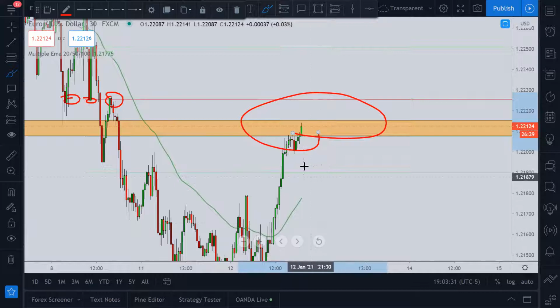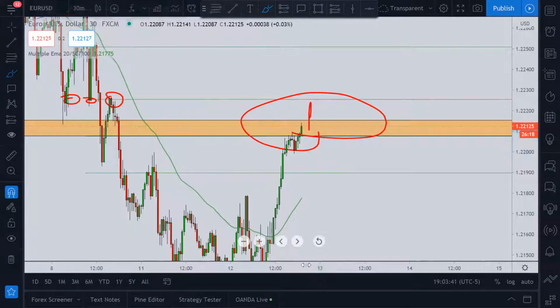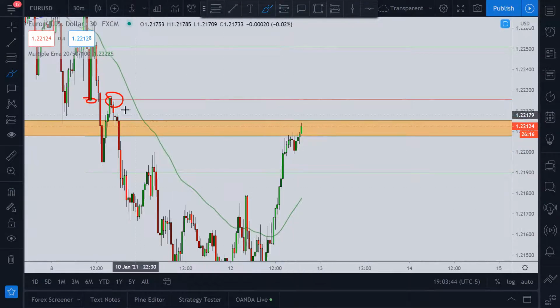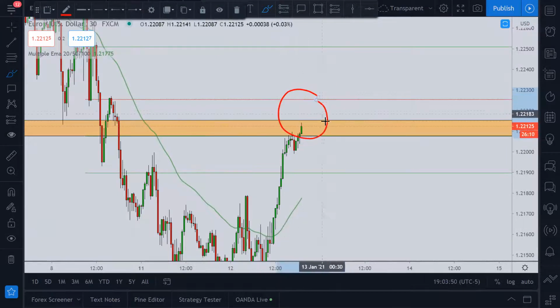All right, that area. Now, what wouldn't surprise me at all is if we get a wick up, but never a close above this area. If we just get that kind of action, that wouldn't surprise me one bit. Okay, but I am looking for this area to reject and head down.